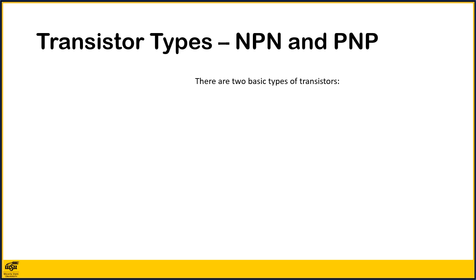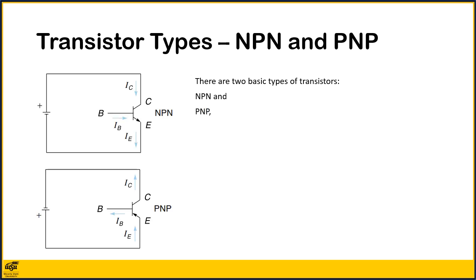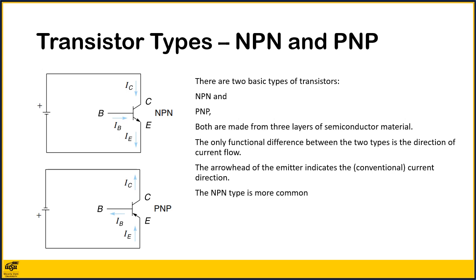There are two basic types of transistors, NPN and PNP, both of which are made from three layers of semiconductor material. As illustrated, the only functional difference between the two types is the direction of current flow. The arrowhead of the emitter indicates the conventional current direction. The NPN type is more common and it will be the type used in the following discussions.